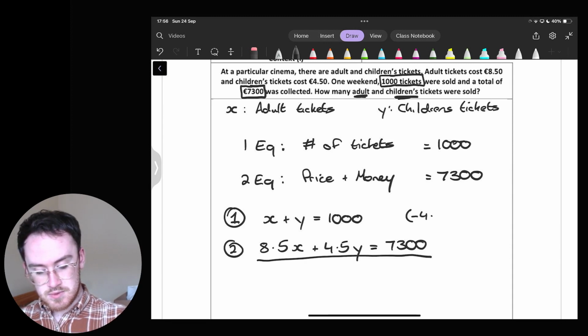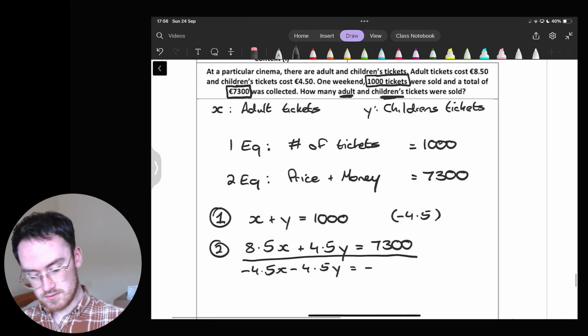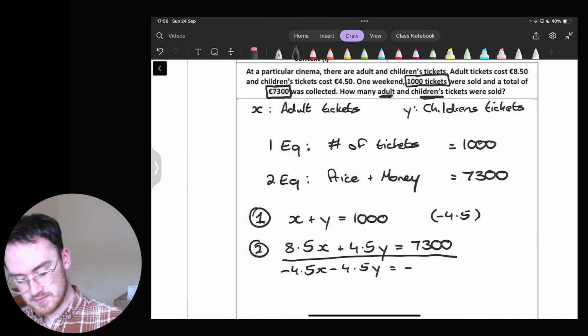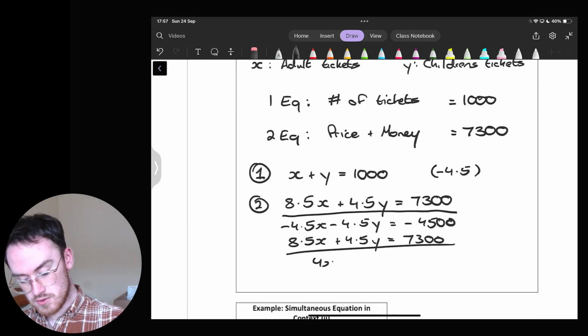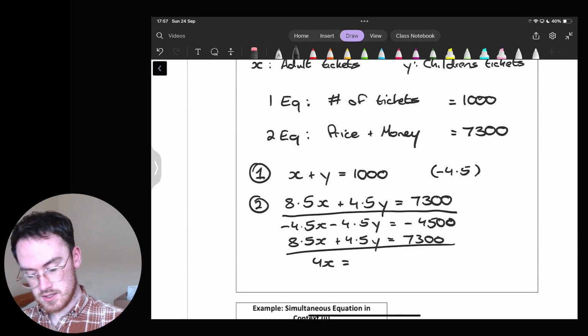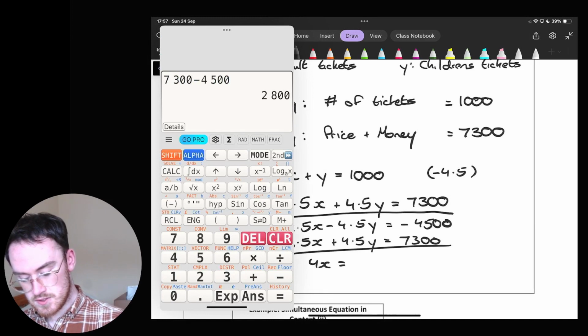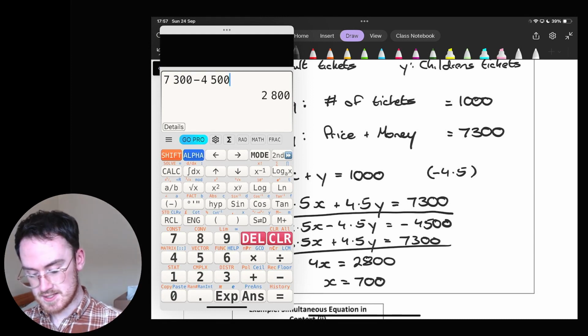So let's multiply this top one maybe by minus 4.5, and we'll try and eliminate the y part. So that's going to give me, let me see, I'm a little slow today. 4.5 by 1,000, I should be able to do that. 8.5x plus 4.5y equals 7,300. So I get 4x being equal to, again, I'm just going to do it on the calculator to save myself making a mistake, 2,800, which gives me that x is 700.